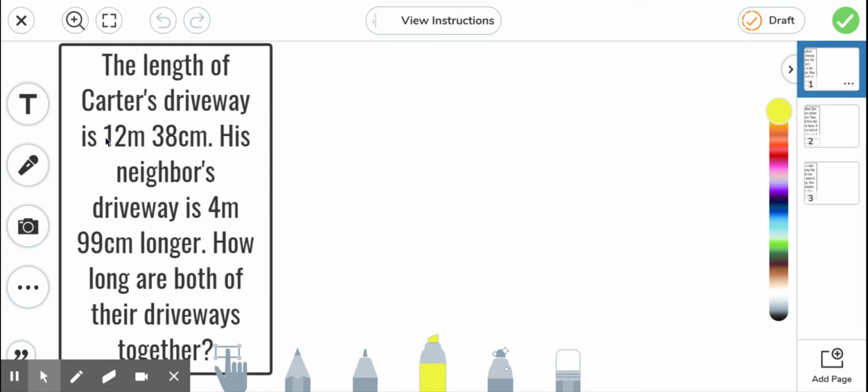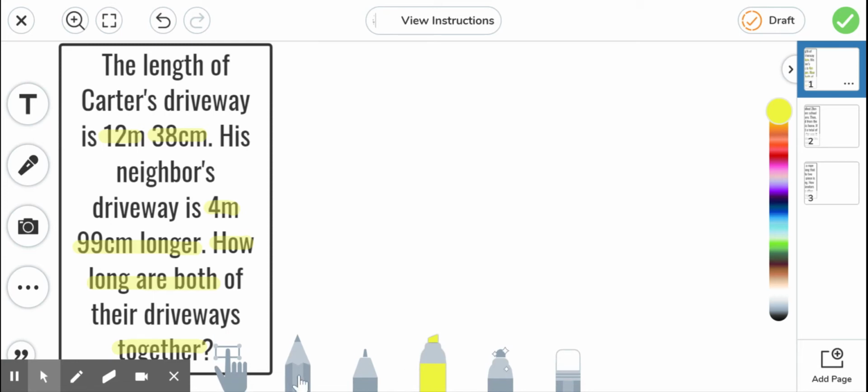The length of Carter's driveway is 12 meters, 28 centimeters. His neighbor's driveway is 4 meters, 99 centimeters longer. How long are both of their driveways together? All right, so got a couple of things that we need to do here.